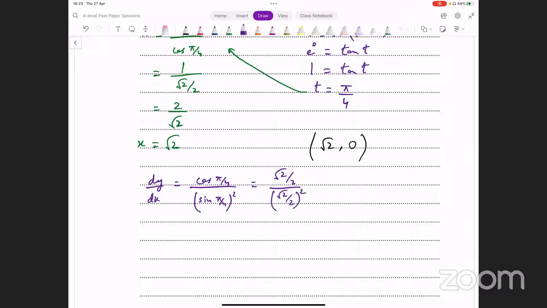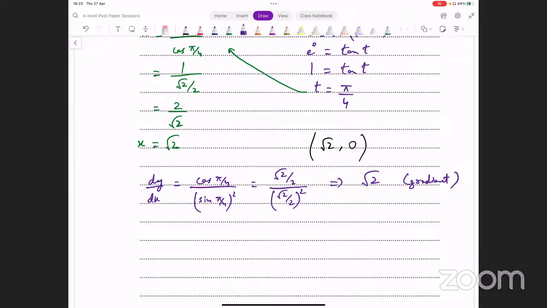और इस पूरे का square. So what do you get from this? आप simplify करेंगे, एक वो cancel हो जाएगा, आपके पास एक तरह से यही चीज बच जाएगी, and that is going to give you square root of 2 as well. So the gradient of this curve also turns out to be square root of 2. This is the gradient of the tangent.